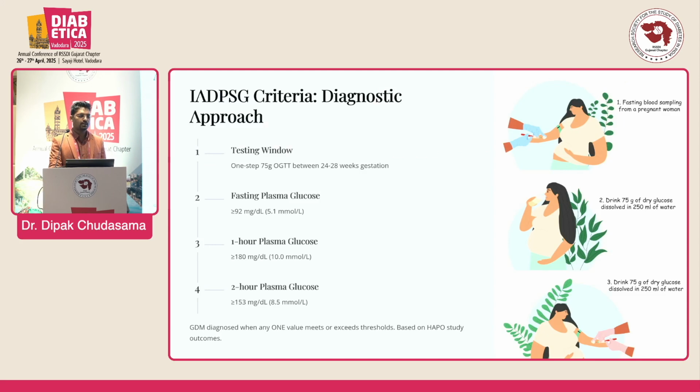The first organization is the International Association of Diabetes and Pregnancy Study Groups. The diagnostic criteria is testing in the window of 24 to 28 weeks of gestation, with a one-step 75 gram oral glucose tolerance test. If fasting is 92 or more, 1 hour is 180 or more, and 2 hour plasma glucose is 153 or more, we can diagnose gestational diabetes mellitus at 24 to 28 weeks of gestation. So GDM is diagnosed when only one value meets or exceeds the threshold, based on the HAPO study outcome.